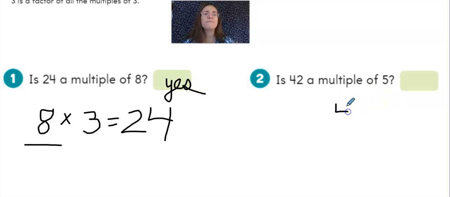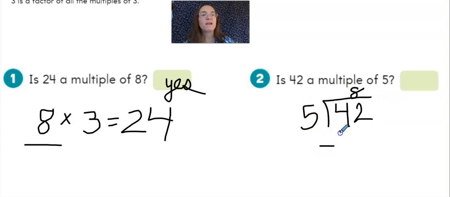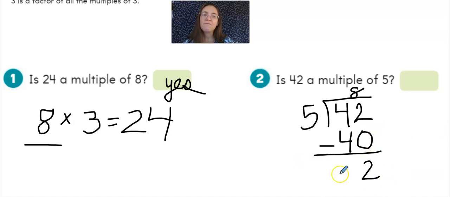Is 42 a multiple of 5? Let me try division this time. If I take 42 and I divide it by 5, 5 times 8 is 40. Okay, so if I take 42 and put them into 5 groups, there are 8 in each group. But when I take those away and put them in those groups, there's something left over. The leftover here, the remainder, tells us that 42 is not a multiple of 5.